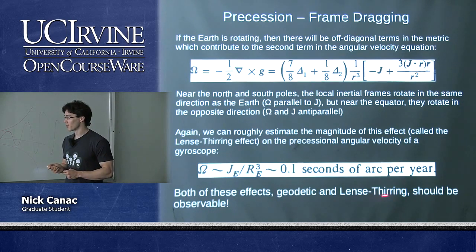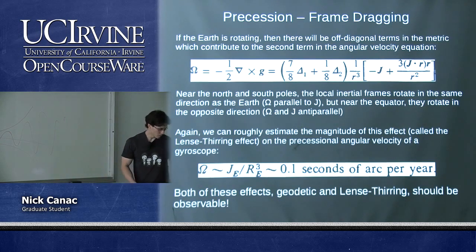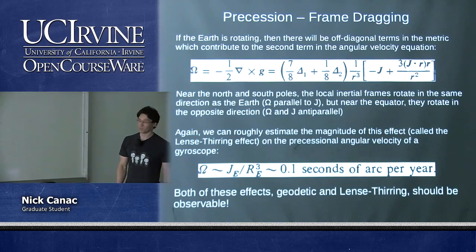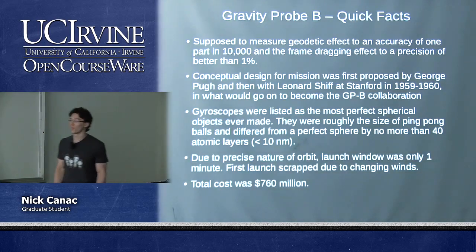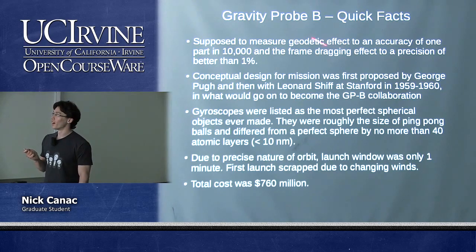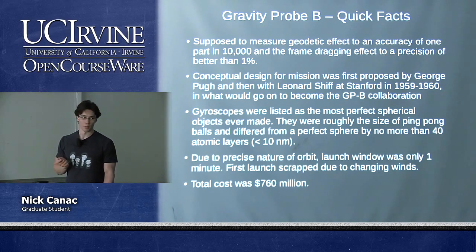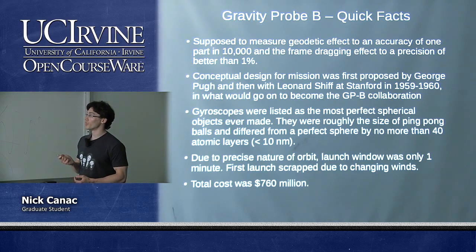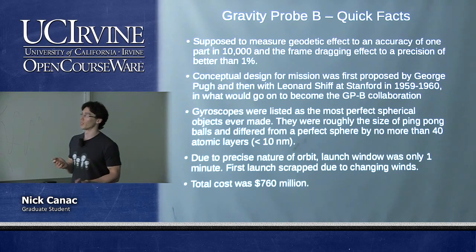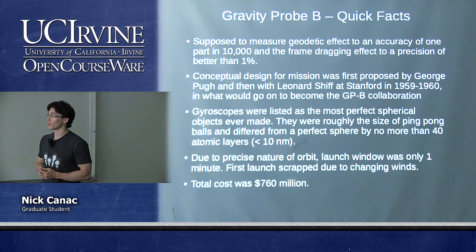And some people back in 1960 realized that both of these things should be observable, and that we can construct an experiment to try and test general relativity. Right. So that experiment would become what's called Gravity Probe B. So again, it was supposed to measure the geodetic effect and the Lense-Thirring effect, the geodetic effect to 1 part in 10,000 and the Lense-Thirring effect to 1%.